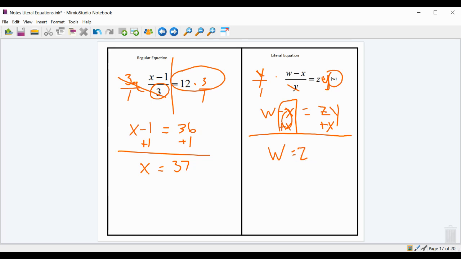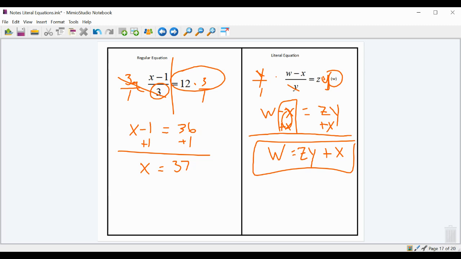Z times y plus x. That x doesn't combine because it's its own term. When you combine like terms, you keep them separated unless they are like terms. So we're just going to write the terms w equals z y plus x. Call it a day. It looks weird.